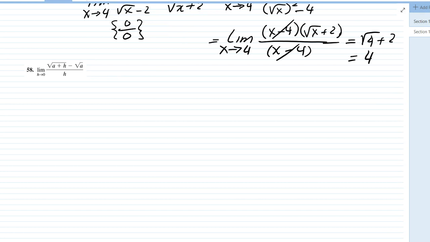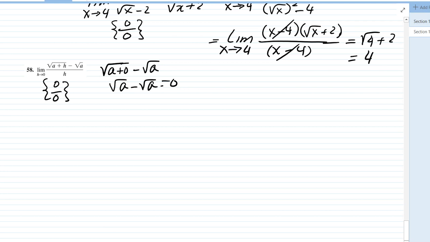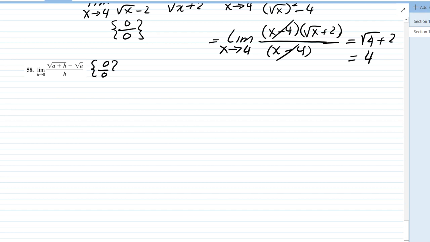Okay, let's take a look at this one. Again, in this one, as h approaches 0, we have 0 in the denominator. The numerator is going to be square root of a plus 0 minus root a, which is root a minus root a, or 0 also. So this is also in 0 over 0 form, the limit form 0 over 0, which is indeterminate. So that means we need to work it. The indeterminate form, let me write it here, is 0 over 0.